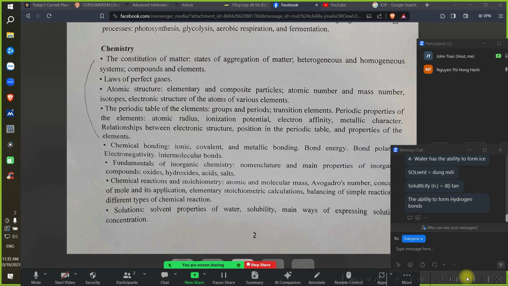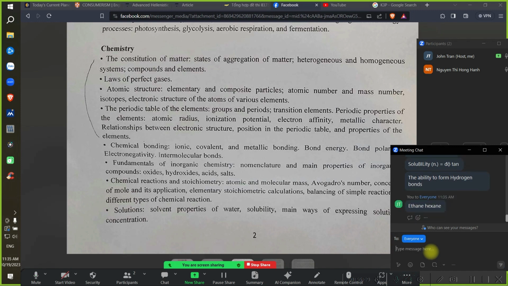Yes, what's your question? Why is pentane soluble in hexane but insoluble in water? Why is ethane soluble in hexane but it's not soluble in water, right?